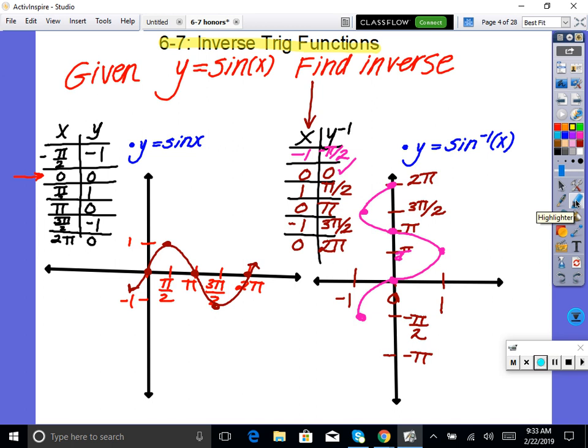So let's look here. I'm tracing along, tracing along, tracing along. Now, starting with this point, aren't we double dipping? All this stuff's double dipping. So we can't do any of these points. We've actually got to erase some and say, okay, we're going to restrict our outputs to just these values. Because now it passes the vertical line test.